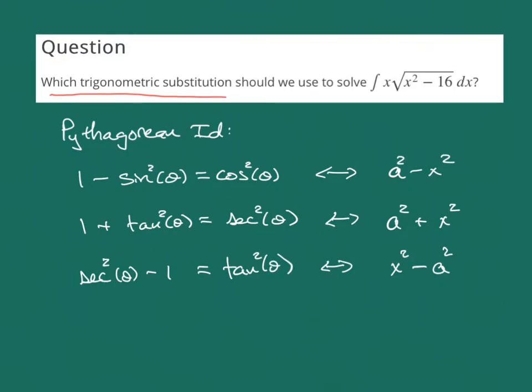In each one of those cases, our substitution is going to involve one of the trig functions. If we see a squared minus x squared, we're thinking of a substitution involving sine. If we see a squared plus x squared, we're thinking a substitution involving tangent. And if we see something that looks like x squared minus a squared, now it's going to be a substitution involving secant. That's going to be our guide in each one of these situations.